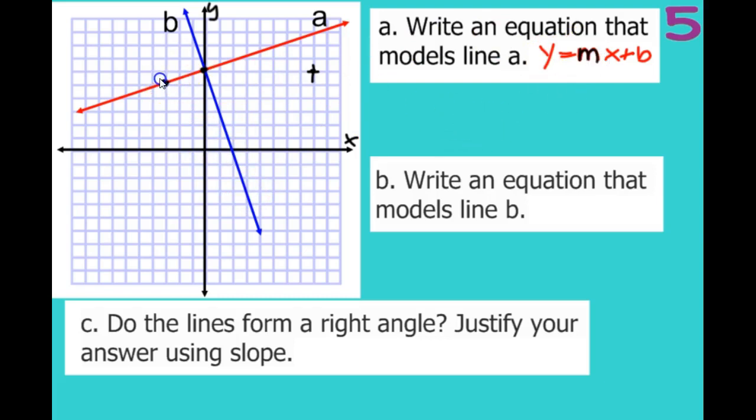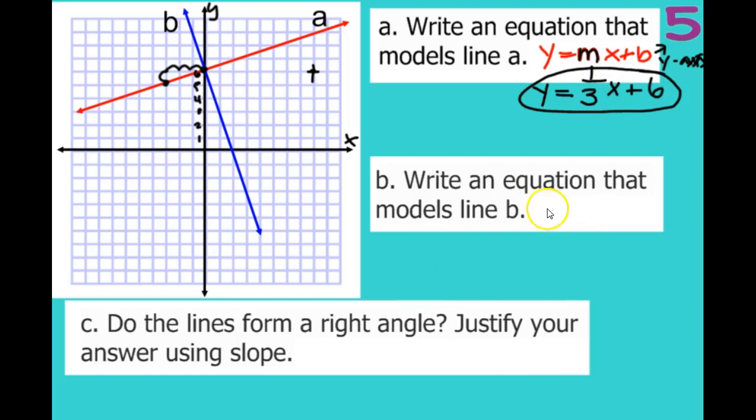My slope is rise over run, so I'm rising 1 and running 1, 2, 3. So my slope is 1/3, so y equals 1/3 x. And then plus b. B is where we are crossing the y-axis. It's our y-intercept. And we are crossing at 1, 2, 3, 4, 5, 6. Right here we cross the y-axis. So plus 6.